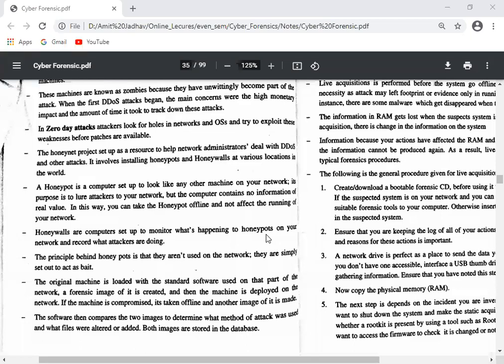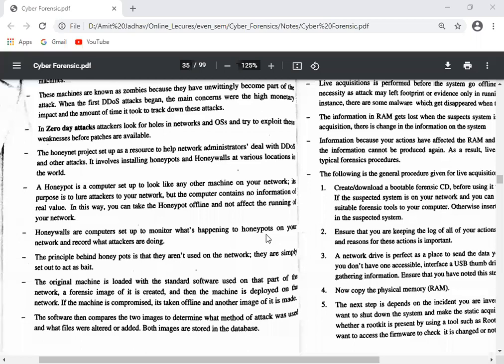The principle behind a honeypot is that it is not used on the network; it is simply set out as bait. The honeypot is not involved in the network, it just observes. The original machine is loaded with the standard software used on that part of the network. A forensic image of it is created, and then the machine is deployed on the network. If the machine is compromised, it's taken offline and another image of it is made.